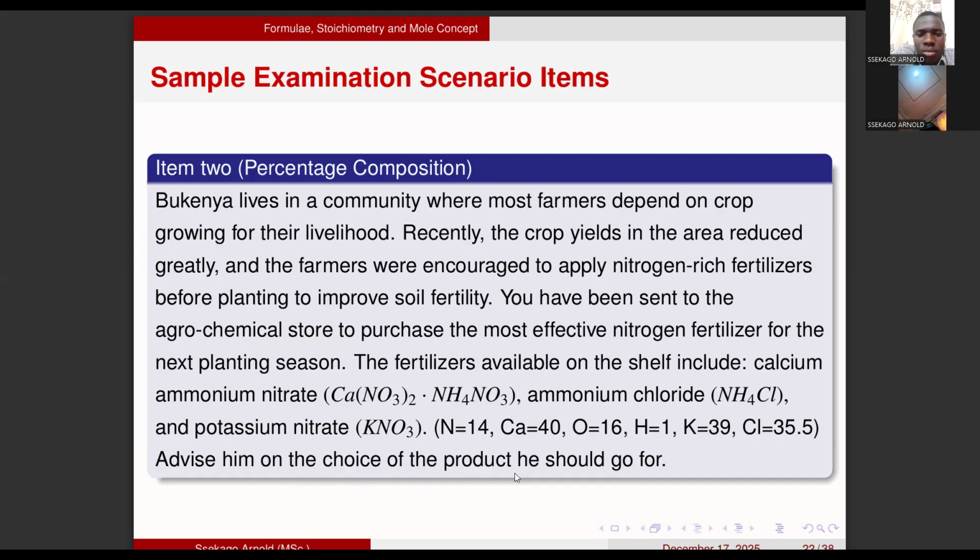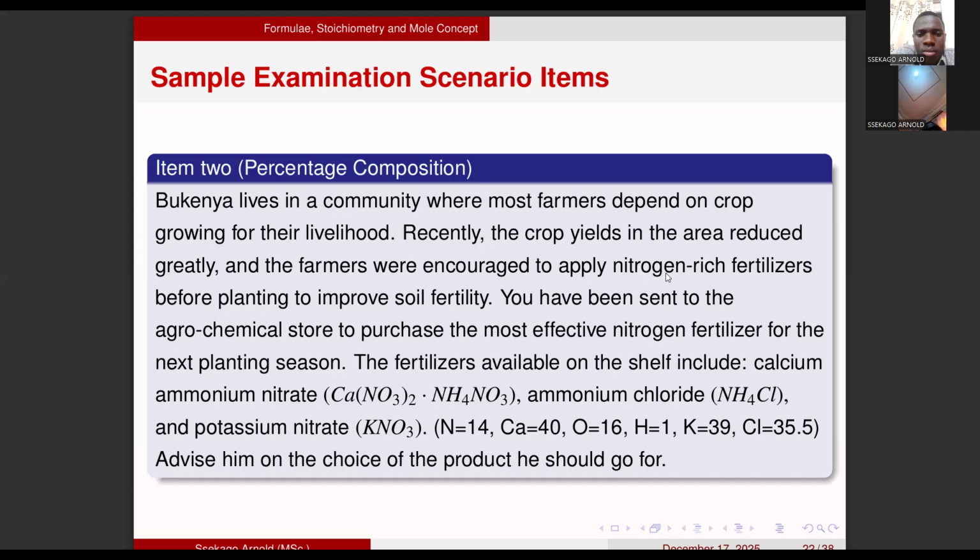So what is the challenge here? The challenge is that the community depends on crop growing for livelihood. However, the crop yields have reduced, and this has been attributed to lack of nitrogen within the soil. So we need nitrogen to improve soil fertility.